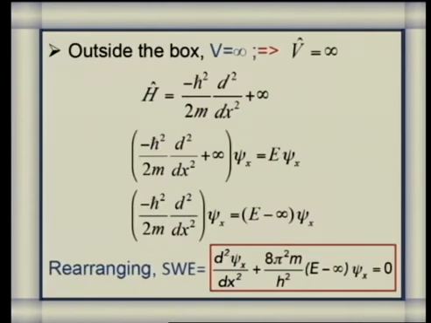Now, if I go further and see what happens outside the box. We have defined our system such that outside the box, that is on the boundaries and beyond the boundaries, V is equal to infinity. So my operator for V, the potential energy operator, is infinity. I substitute as before and do a little simplification, and I get the Schrodinger wave equation d2 by dx squared of psi x, and so on. So essentially I have been able to formulate the Schrodinger wave equation for the particle in the box and also outside the box.